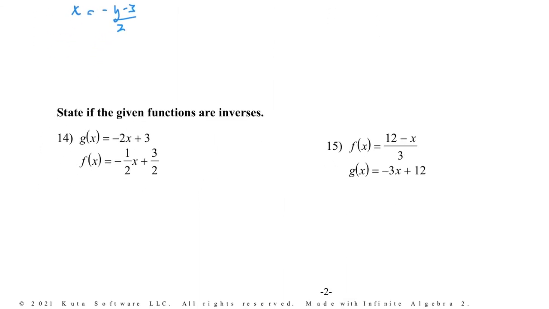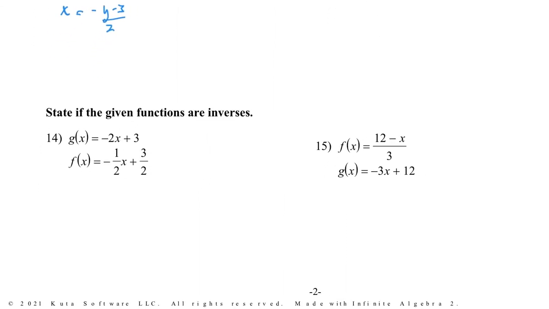14 and 15, you're stating whether they are or aren't inverses. And that's when you have to compose them both directions. So do f of g of f, and then do f of g. And if they come out to be x in both directions, then they are inverses. If they come out to be anything else, then they are not inverses.